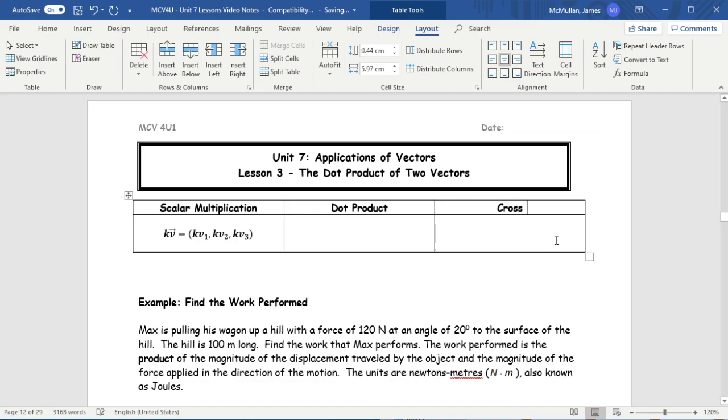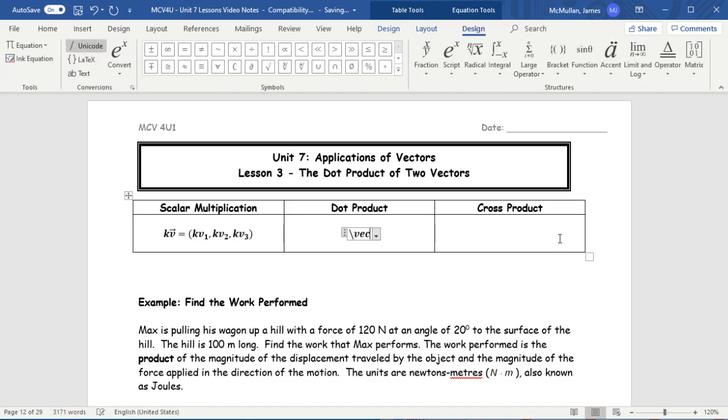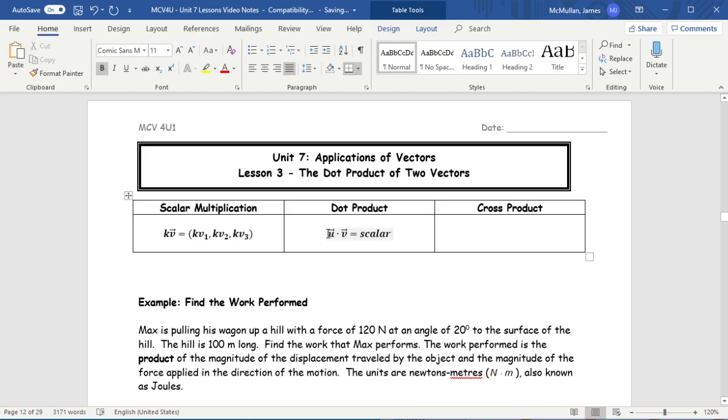Now, the one we're talking about today is the dot product. The one we're talking about tomorrow is the cross product. Now, I don't want to go too much into this right now, but when you dot two things together, it looks like this. So u dot v, and you get a scalar as an answer. Okay, so u is a vector, v is a vector. When you dot them together, you get a scalar.